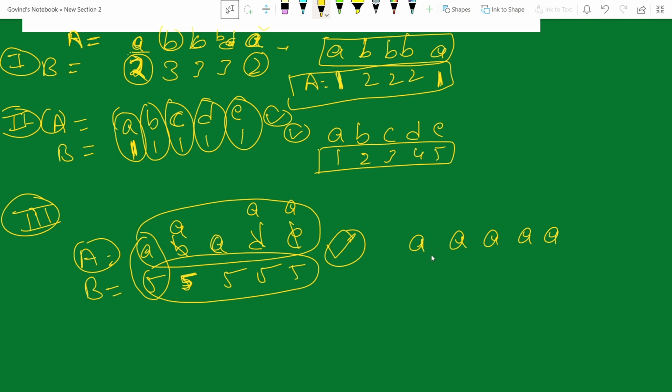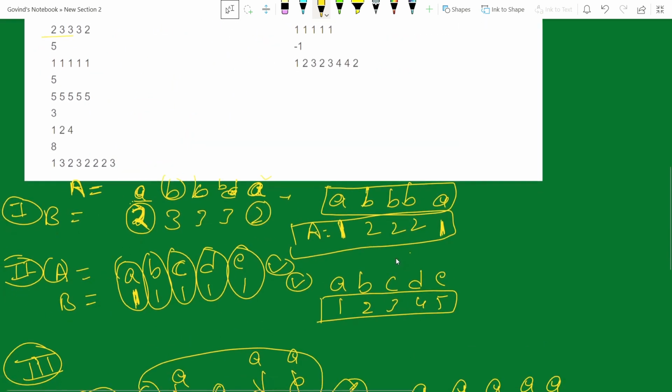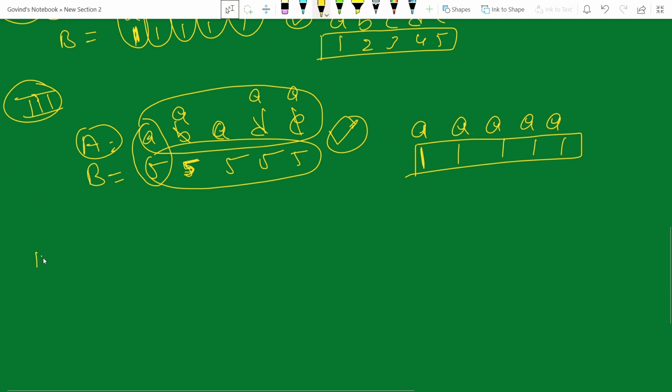Now we have to construct the smallest lexicographical array. If we start A from 1, then the whole array is 1 1 1 1 1. So this is our smallest lexicographical sequence. Now let's take another sample test case, 1 2 4, and let our A be A B C.